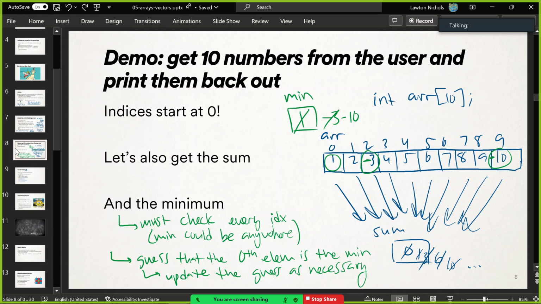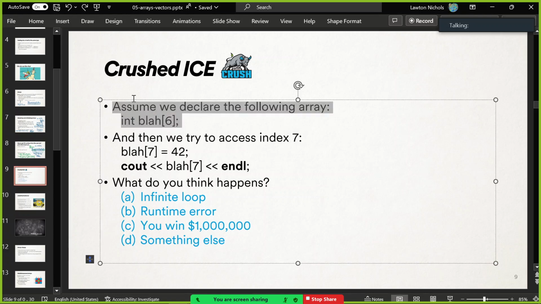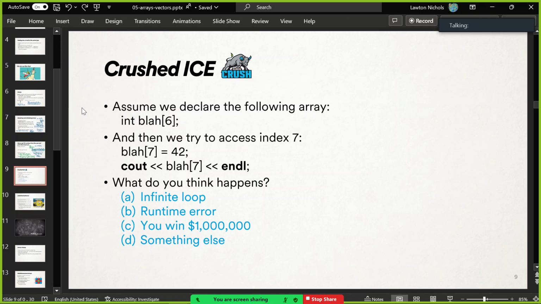So with that in mind, we've learned a lot. Here's a question for you. All right, let's say that we declare this array, int blah of size 6. So blah, let's go back to blue, and I'll have you enter this in a second. Blah. It's of size 6. All right, here we go.